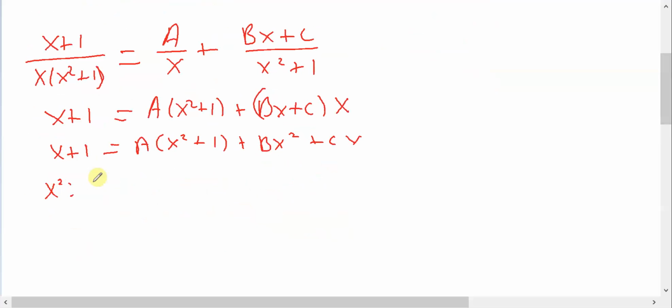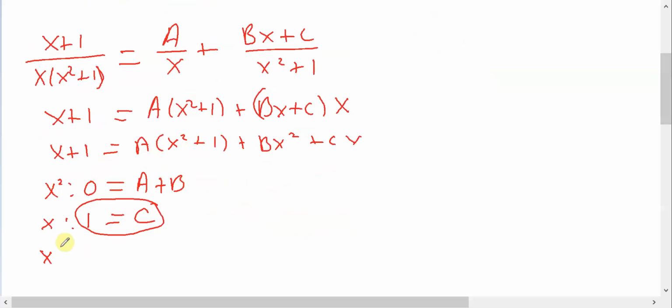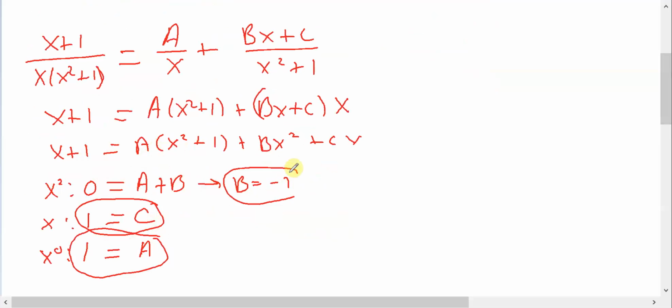The x squared coefficient, there's 0 x squareds on the left-hand side. There's an A plus B on the right-hand side. The x, there's a 1 on the left-hand side. There's a C on the right-hand side, so I already know what C is. And then my constant, there's a 1 on the left and a 1A on the right, and that's it. So my A equals 1, my C equals 1, but if A equals 1 and I add it to B and get 0, you can see that B is going to have to be minus 1.